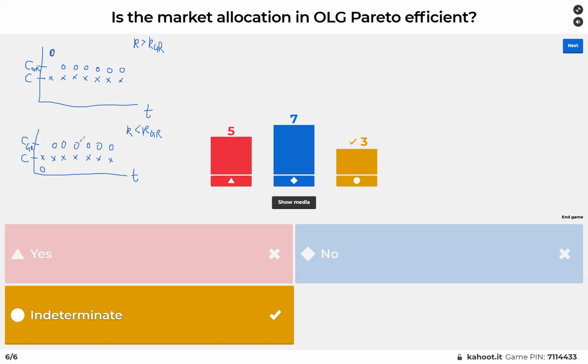Okay, so we don't have this same ability to find some way to make every generation better off if the market capital stock is less than the capital stock at the golden rule level. That's why the answer to this is actually indeterminate. It depends. If we're in this situation, then the social planner can do better than the market. If we're in this situation, then the social planner can't do better than the market in terms of making a Pareto efficient improvement over the market. We're going to hurt the first generation.